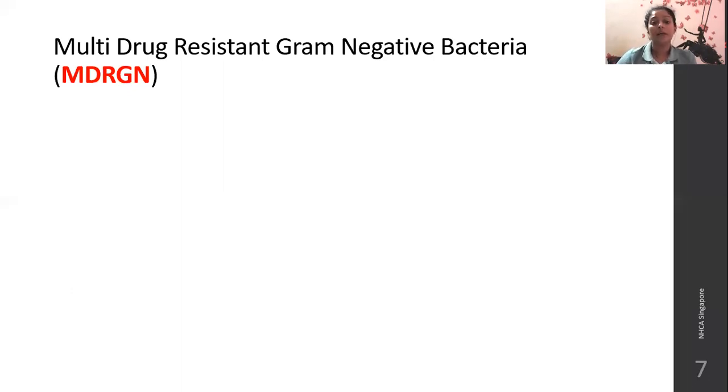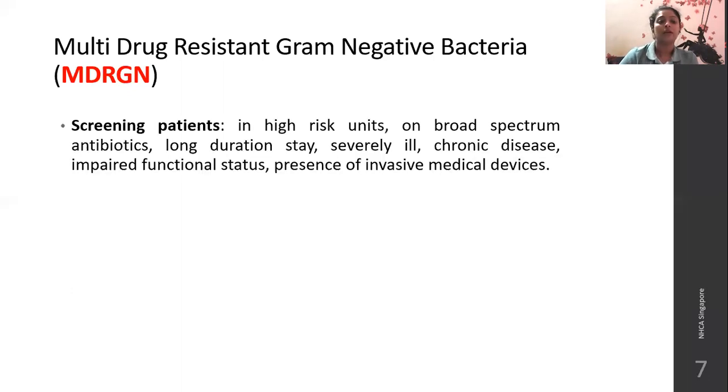Multi-drug resistant gram-negative bacteria. Screening of the patients in high-risk units: when a patient is in a high-risk unit, when the patient is on broad-spectrum antibiotics, and they have been in the hospital for a long time, severely ill patient, suffering from chronic diseases, and they have impaired functional status, and presence of any invasive medical devices on a long term. So in these patients, screening has to be done for MDRGN.